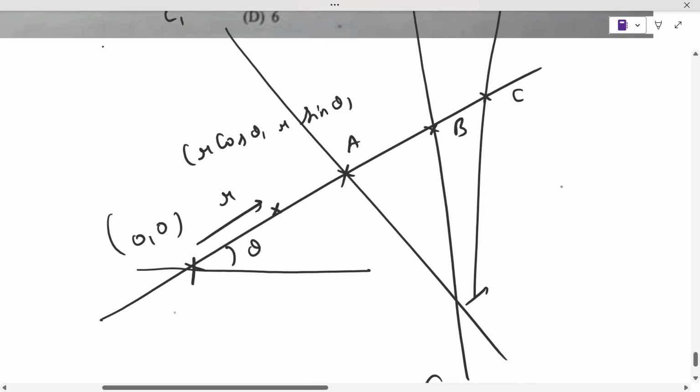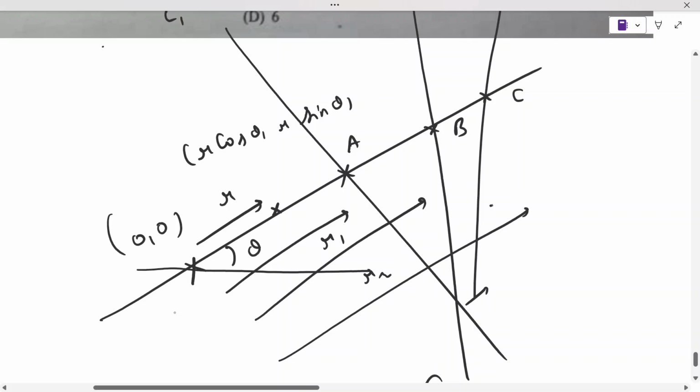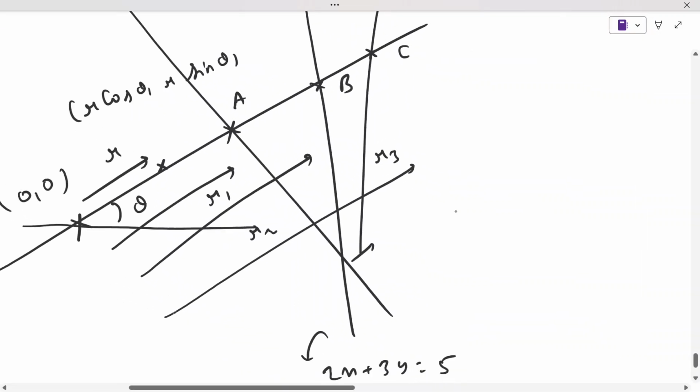Right. So this distance is R1, right? This distance is some R2 and this distance is some R3. Then I will just do what? I will satisfy this point.